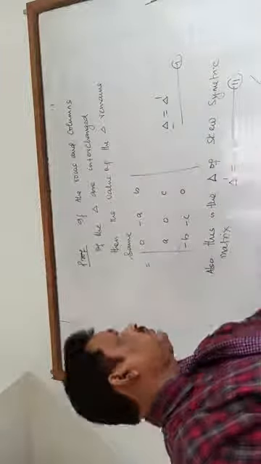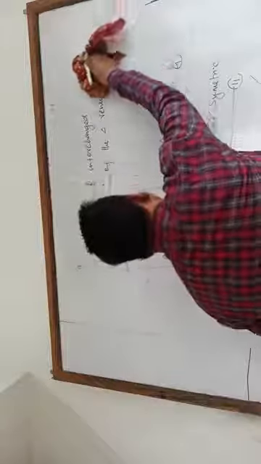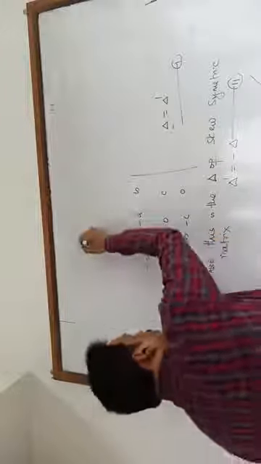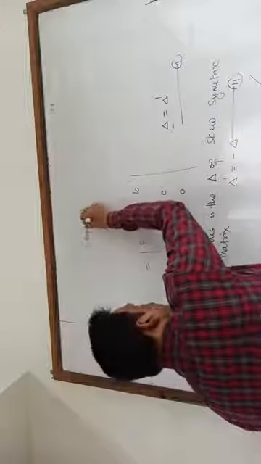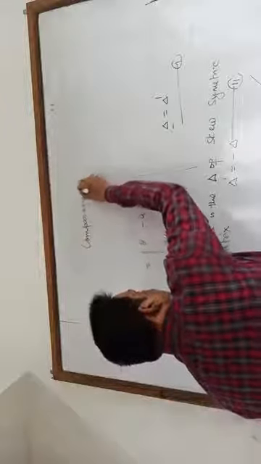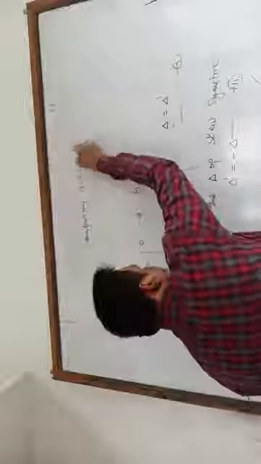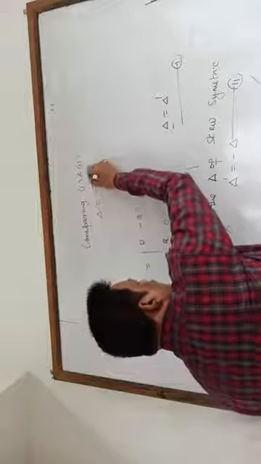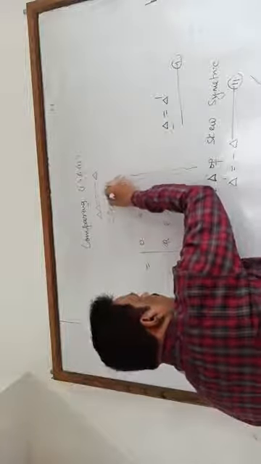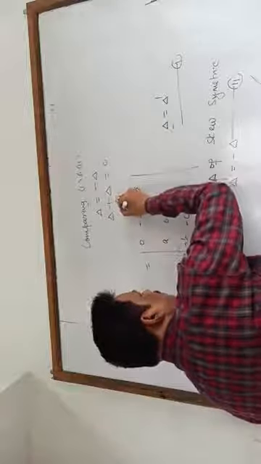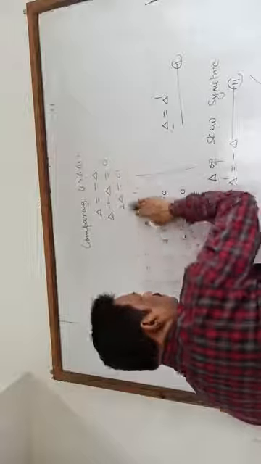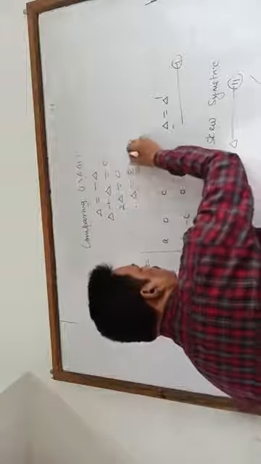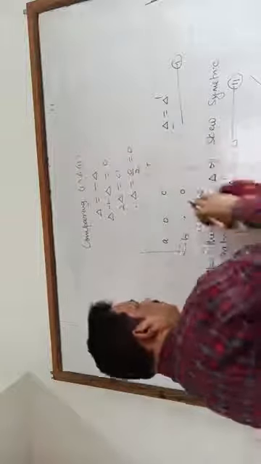Compare 1 and 2. Comparing 1 and 2, the transpose is gone: determinant equals negative determinant. Determinant plus determinant is 0. 2 times the determinant is 0. Therefore, determinant equals 0 by 2, that is 0. Hence proved.